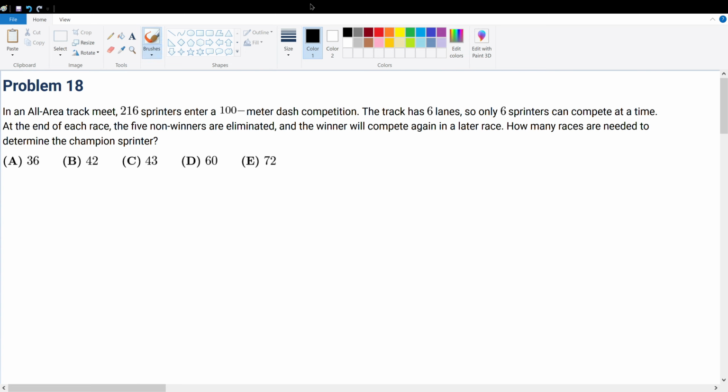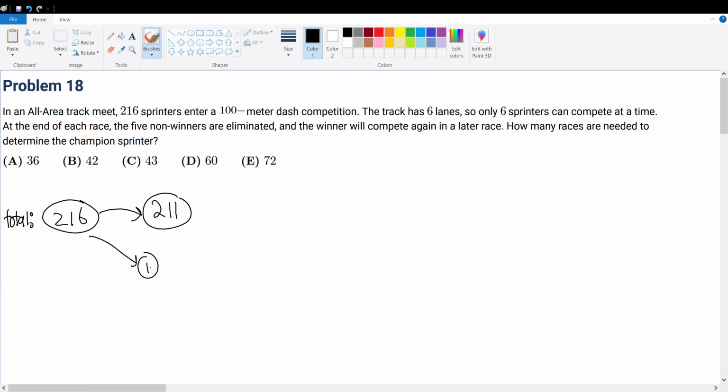Well, let's just first play out what this looks like. This will be the total pool of people that I have to choose from. So I have 216 people, right? I begin the first race. After the first race, I come out with one winner. But that means 5 get eliminated. So I only have 211 people left to choose from.